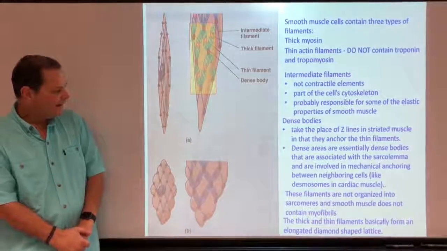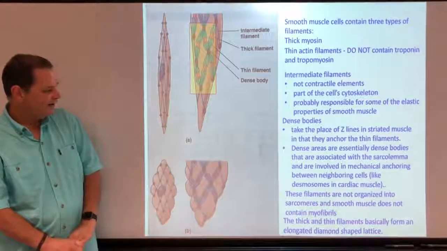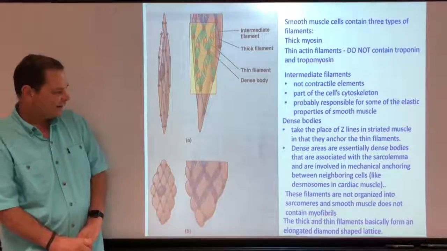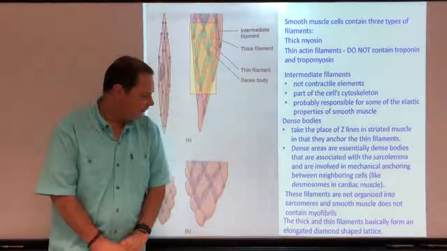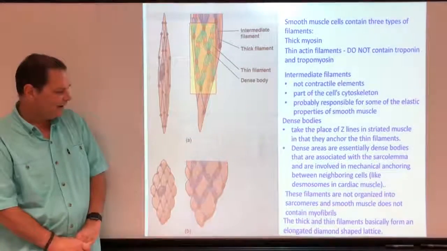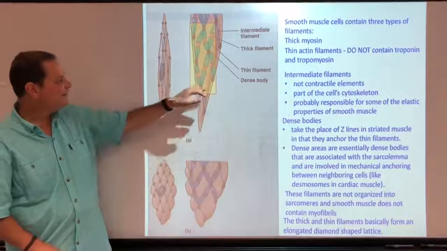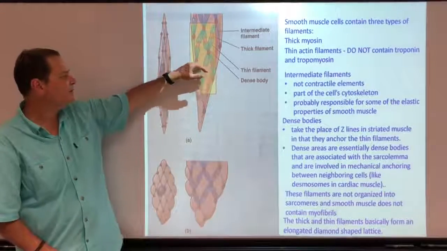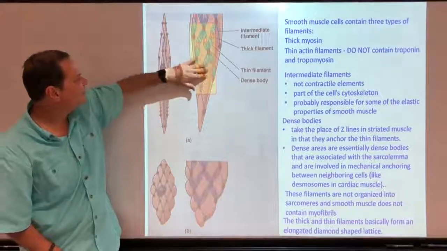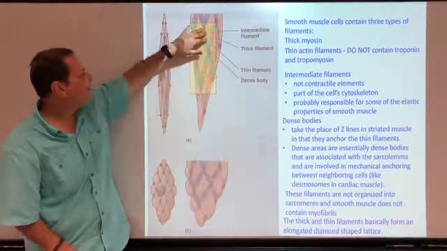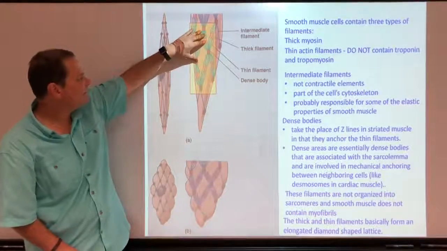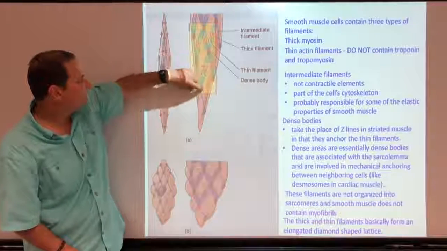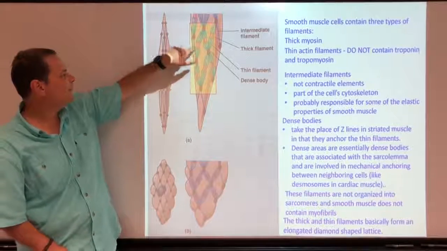Okay, and these filaments are not organized into sarcomeres like cardiac muscle was, and they do not contain myofibrils. Instead, you've got these thin filaments being anchored into the dense bodies here with the thick filaments in between, and they form kind of a diamond shape that you see here in this yellow box. Okay, 1, 2, 3, 4 dense bodies forming a diamond.